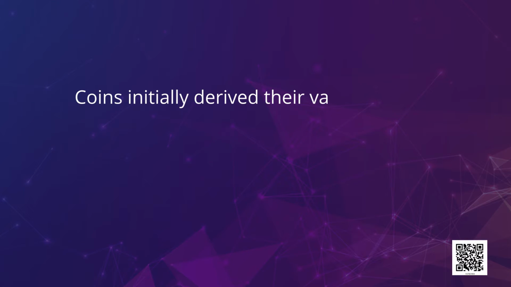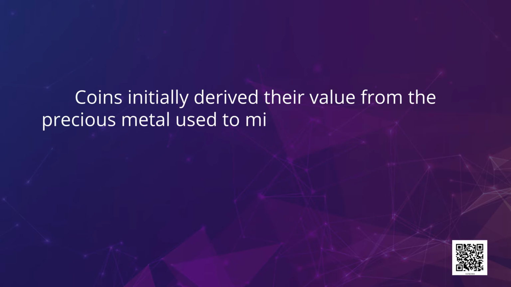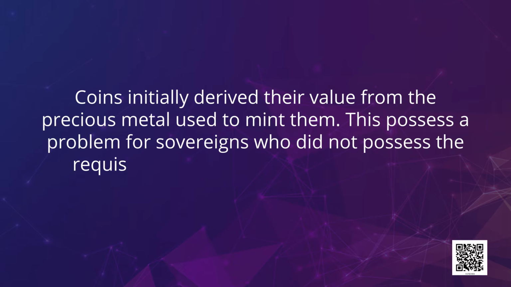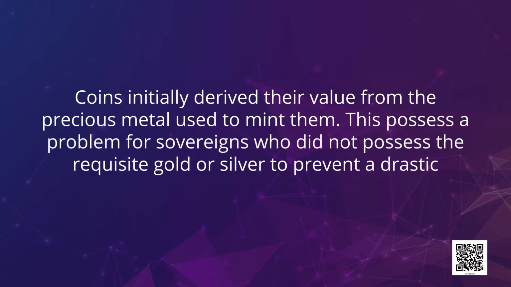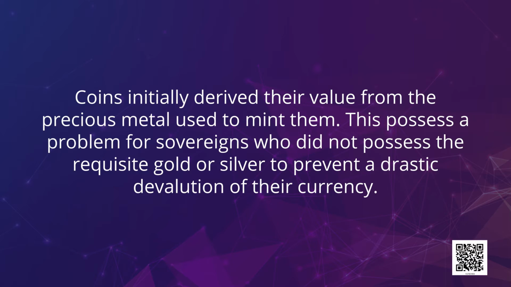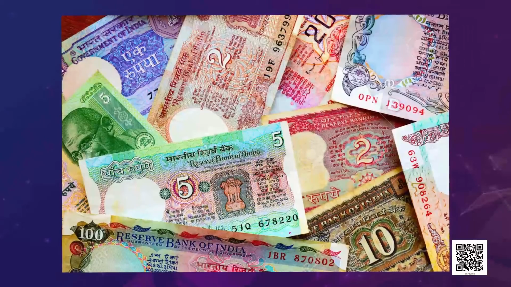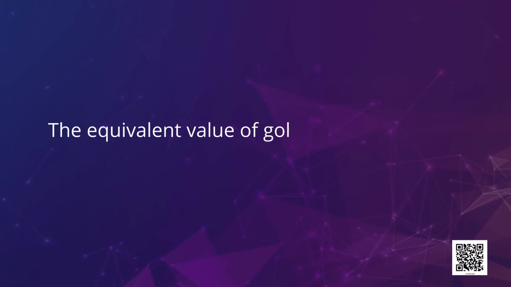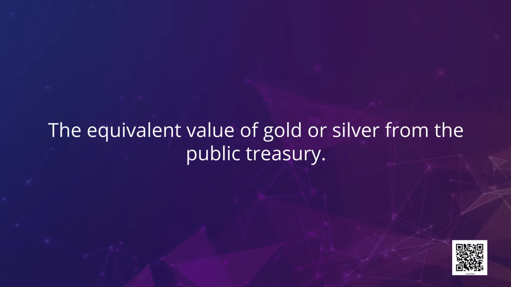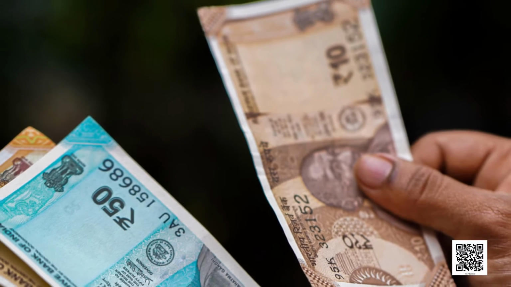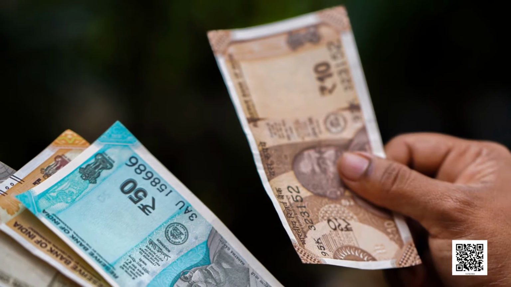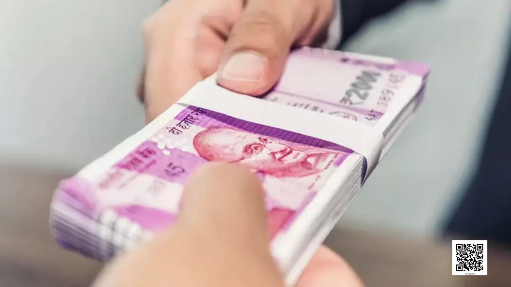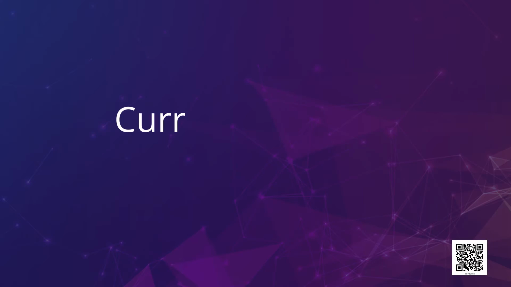Coins initially derived their value from the precious metal used to mint them. This posed a problem for the sovereigns who did not possess the requisite gold or silver to prevent a drastic devaluation of their currency. Paper money solved this problem as it bore a promise to pay its possessor the equivalent value of gold or silver from the public treasury. Soon, it no longer mattered that paper money was not backed by anything of tangible value, and it was simply accepted as a medium of exchange currency.